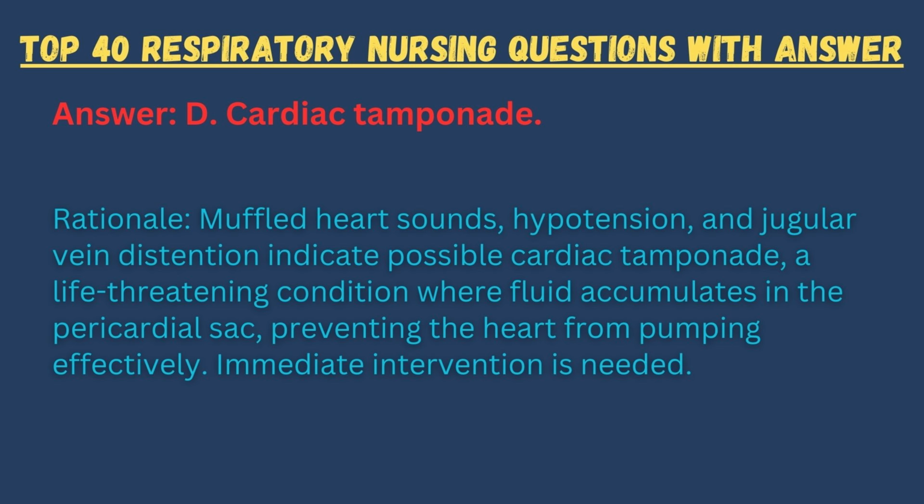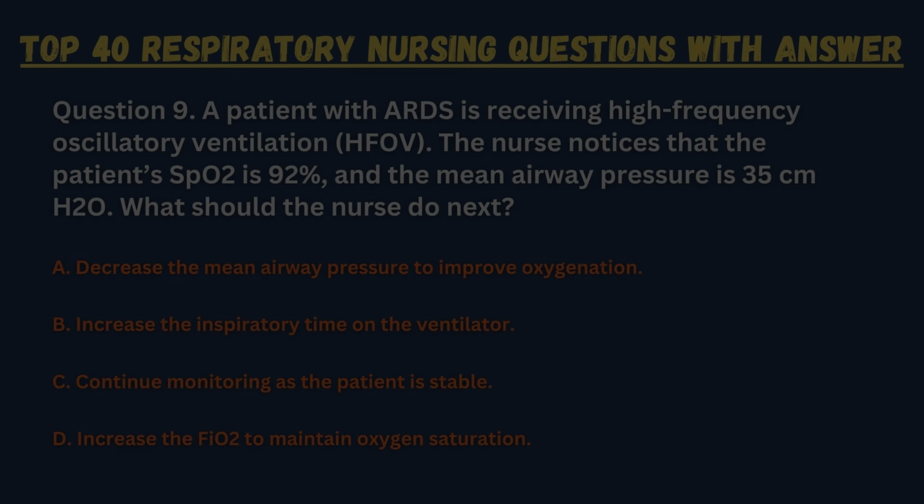Answer: D. Cardiac tamponade. Rationale: muffled heart sounds, hypotension, and jugular vein distension indicate possible cardiac tamponade, a life-threatening condition where fluid accumulates in the pericardial sac, preventing the heart from pumping effectively. Immediate intervention is needed.